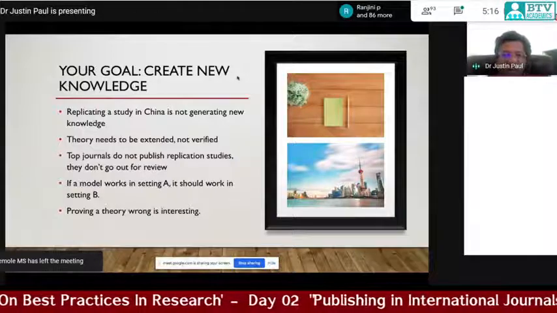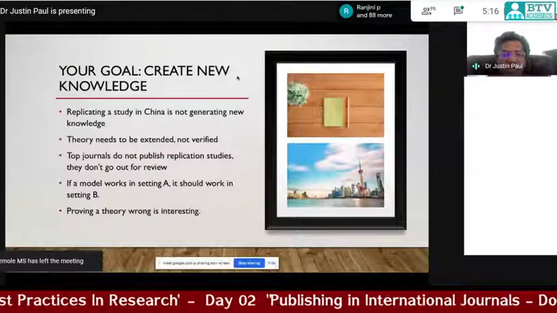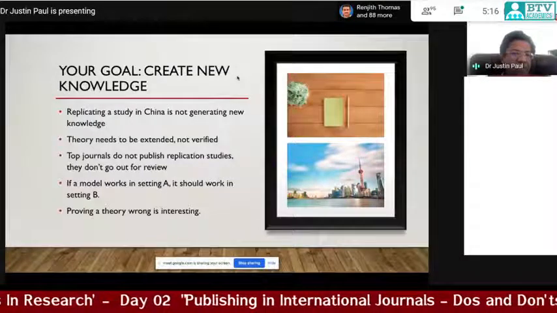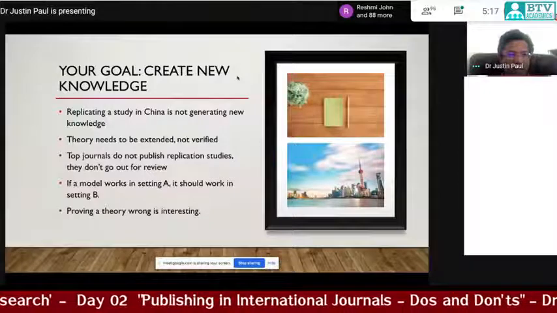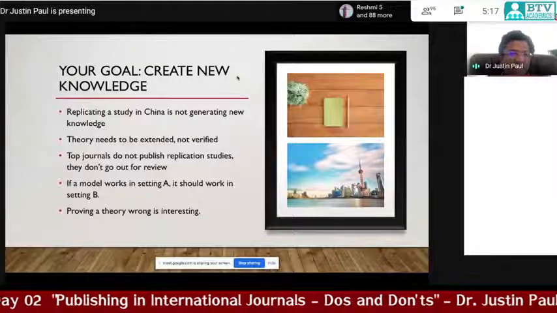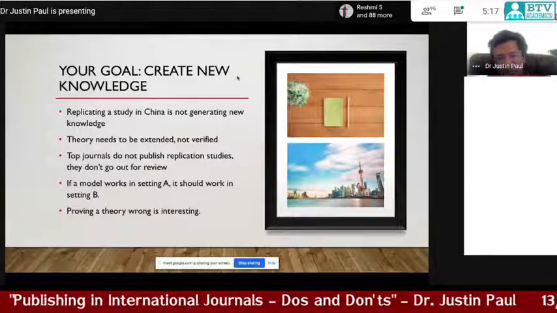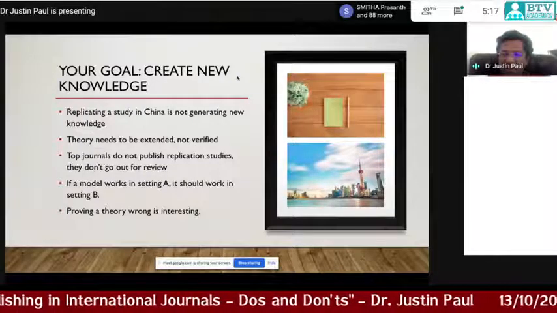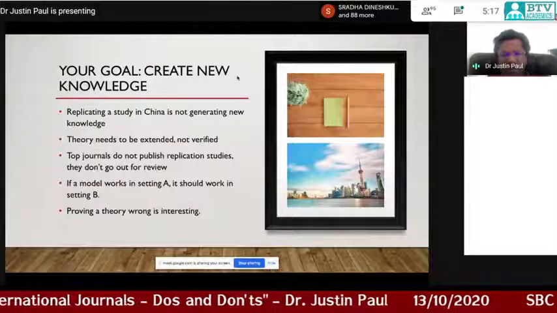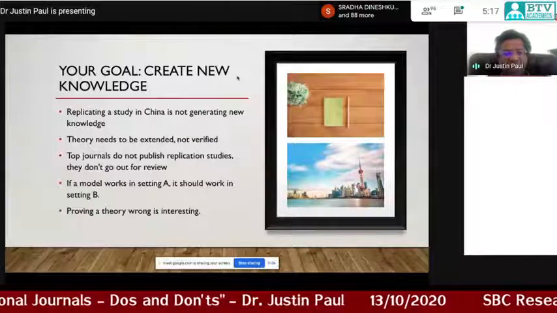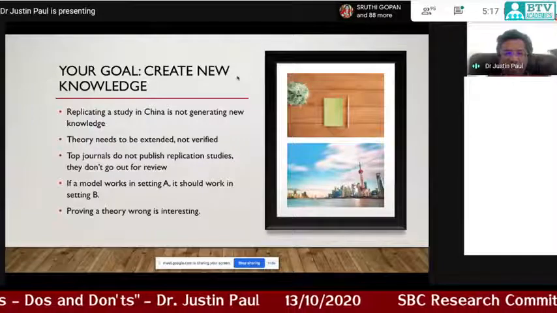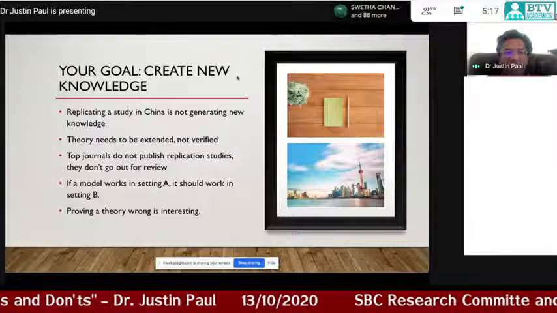Replicating a study in China is not general. For example, many researchers do replication studies. Someone has done a study in the American context, and you can do that in the Indian context. That will be considered a replication study. Some journals publish replication studies. They do not prefer replication studies, but many of them publish them. But studies with originality get preference compared to studies that have a replication nature.